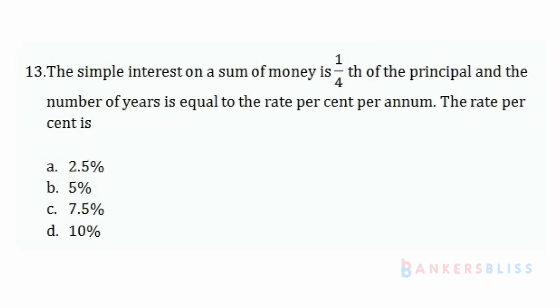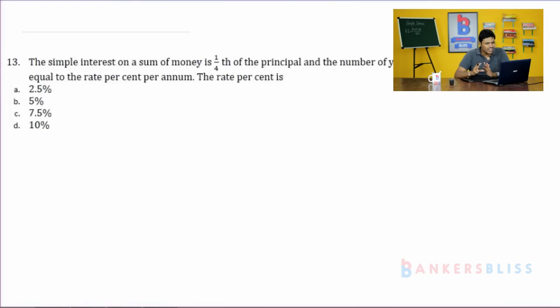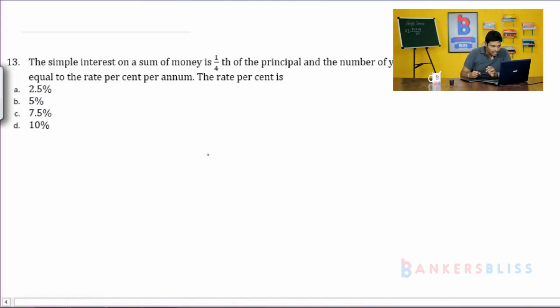The simple interest on a sum of money is 1/4 of the principal and the number of years is equal to the rate percent per annum. The rate percent is how much? Very simple, do not go for the formula, it simply kills time, come through the concept. In the previous type of problems we multiplied the time period and the rate of interest. Here also we are multiplying the rate percent and the time period. But in this question they have given that both the rate percent and time period are equal.